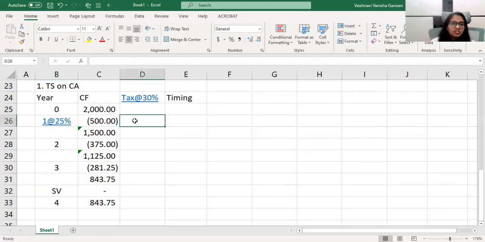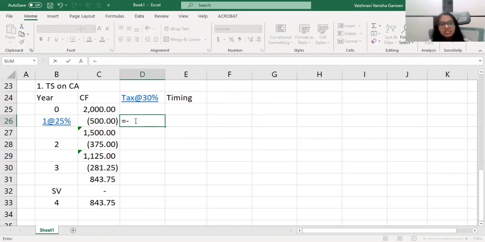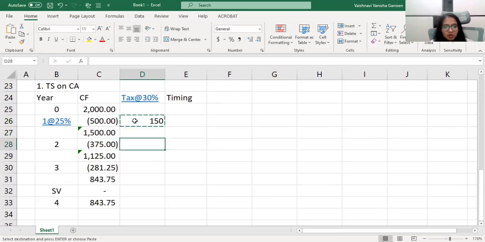Okay, now your tax is a tax benefit. So when your tax is a tax benefit, what I want you to do is, here you put equals to negative 500 multiply 0.3. Okay, why you need to put negative? Because you want to zeroize, or you want to make it into a positive value. Okay, you want to change it into a positive value, so you will put the negative sign. You copy and you paste it.